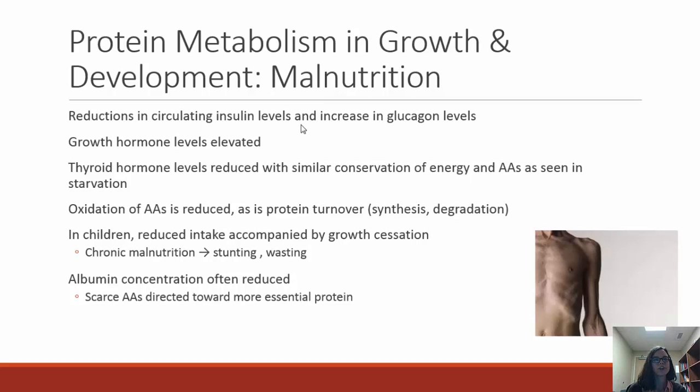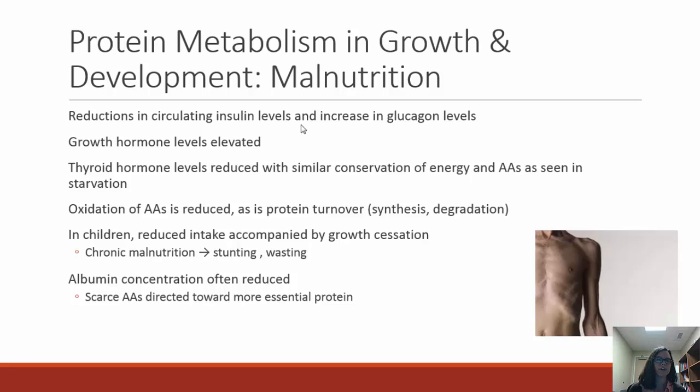Now, during periods of malnutrition, there are reductions in insulin levels and an increase in glucagon levels, just as we would expect. We're not getting enough food, so our body is saying, okay, I need more. So glucagon is going to predominate. In this period, growth hormone levels are elevated and thyroid hormone levels are reduced, and there's conservation of energy and amino acids as seen in starvation.